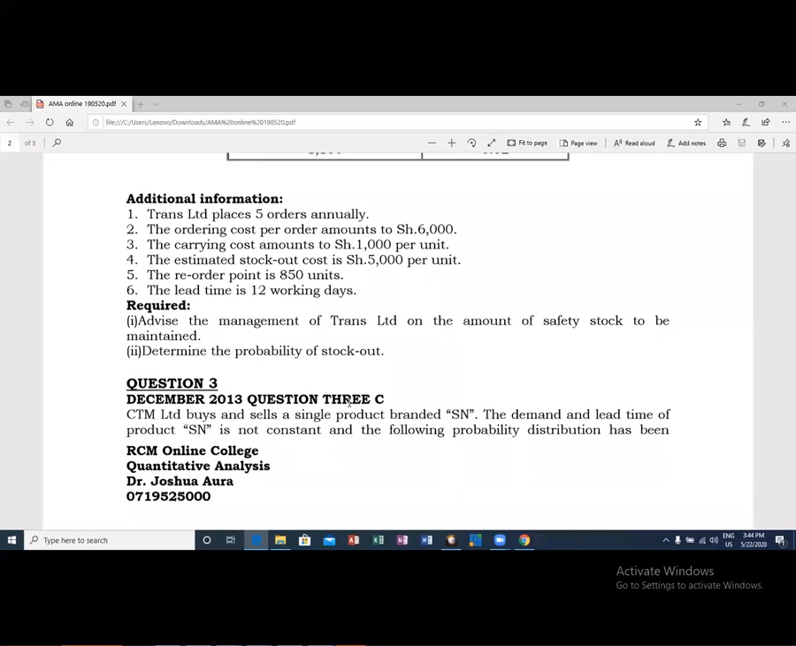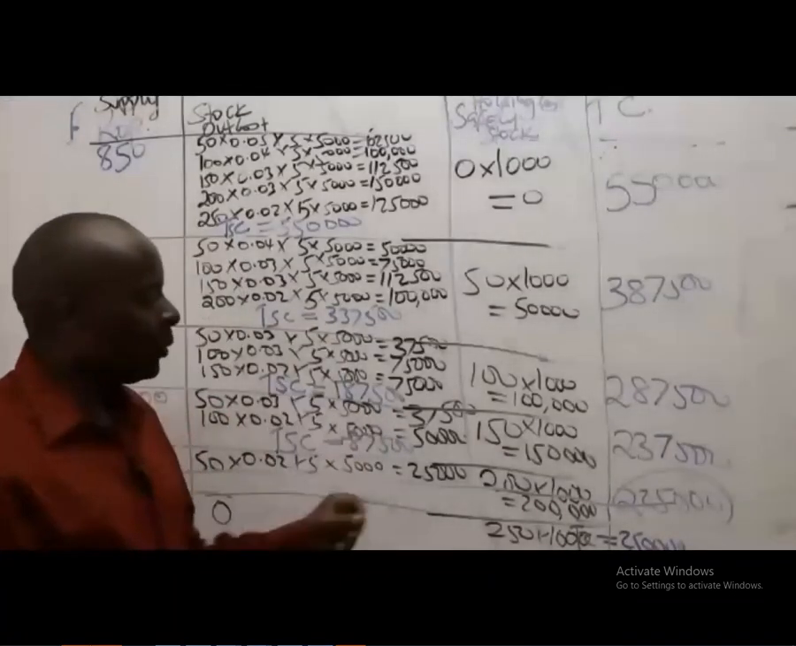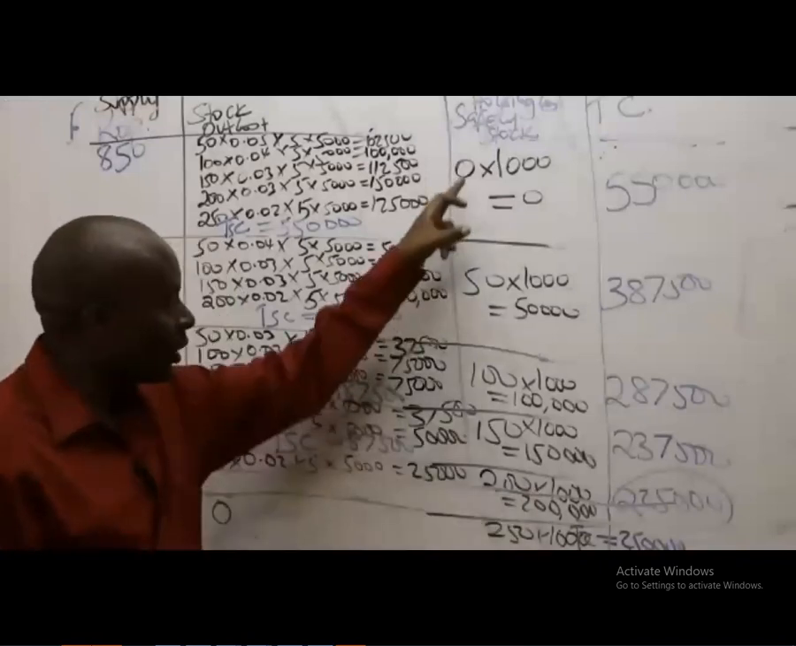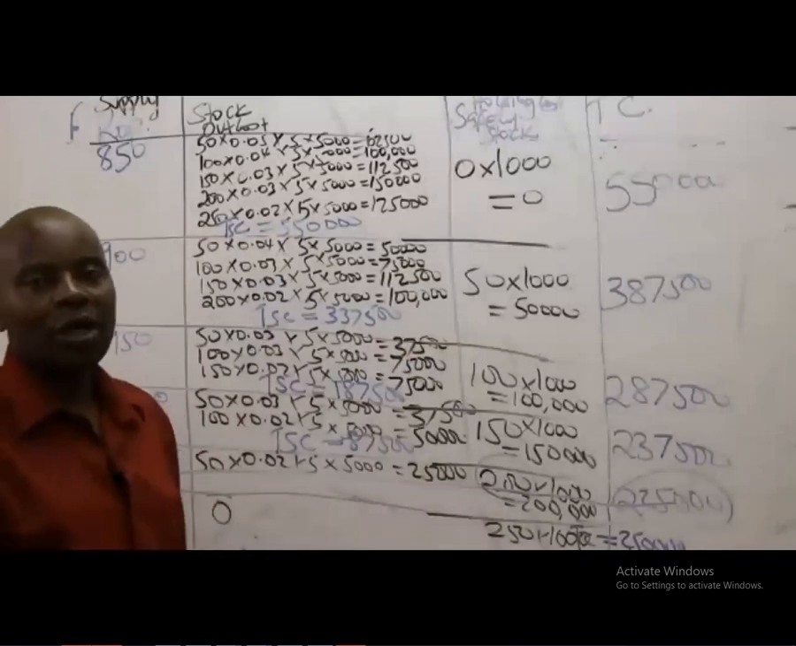So optimal rope is 1050. Please write there. Optimal rope is 1050. And then number 2, if they want us to give them optimal, you're writing there, optimal safety stock. The optimal safety stock will come now from this, which is what here? 200. The optimal safety stock is 200.